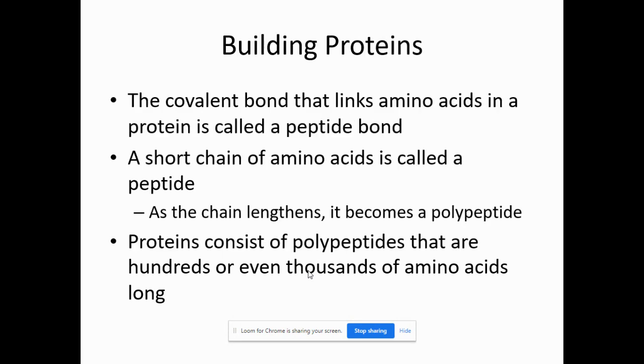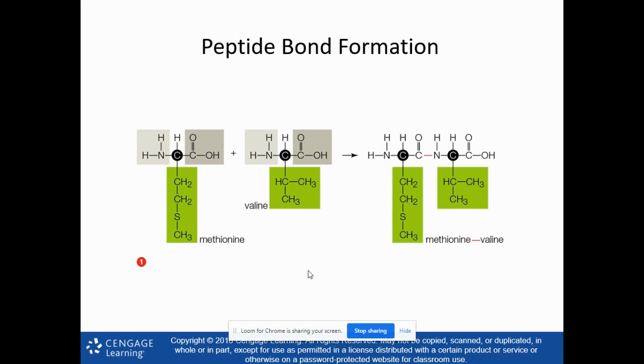All right, so the covalent bond that links amino acids in a protein is called a peptide bond. And a short chain of amino acids is called a peptide. As the chain lengthens, as the polymer gets larger and gains more amino acids, it will eventually become a polypeptide. Proteins consist of polypeptides that are hundreds or even thousands of amino acids long.